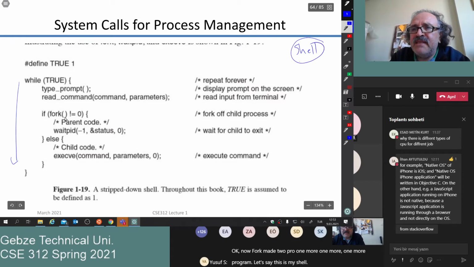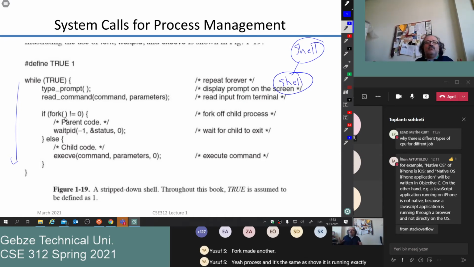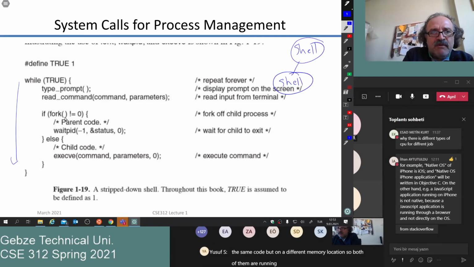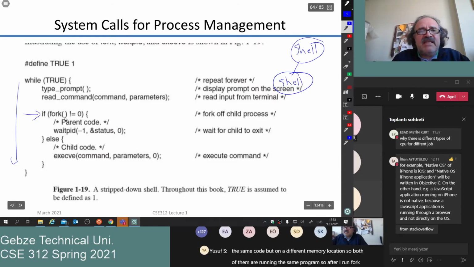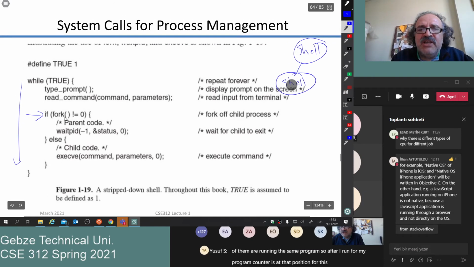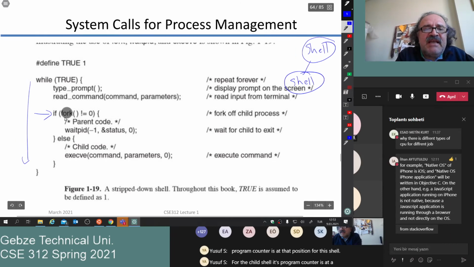Fork made another process, and it's the same as the shell. It is running exactly the same code but on a different memory location. So both of them are running the same program. After I run fork, my program counter is at that position for this shell. For the child shell, its program counter is at a different position, but it is running exactly the same code here.